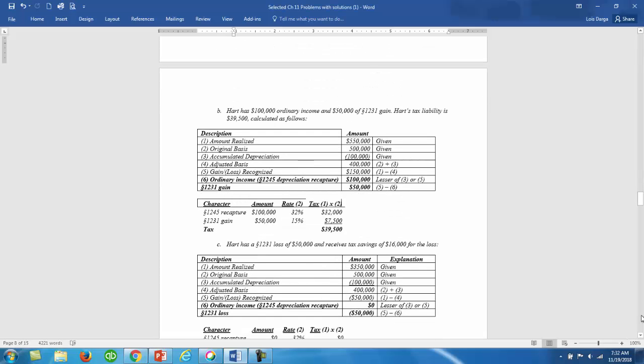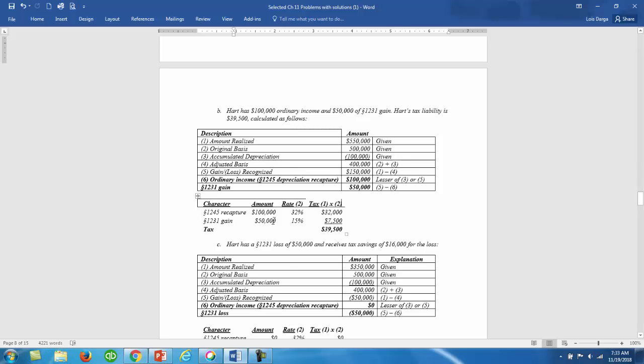Now in situation B, he's selling this for $550,000, so his gain is larger. Line 5 gain is $150,000, and that is greater than line 3. He's only going to be taxed on ordinary income to the extent of line 3. So of the $150,000 gain, $100,000 of that is ordinary income, and the other $50,000 is the Section 1231 gain. So you see in the table calculating the tax, now $100,000 ordinary income is taxed at 32% ordinary marginal rate to get $32,000 in tax.